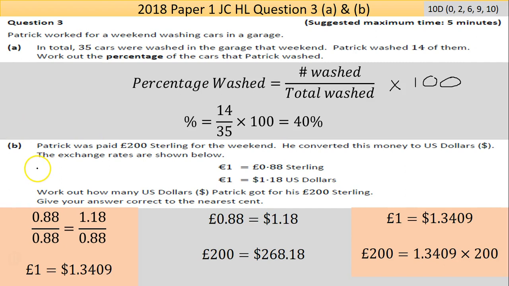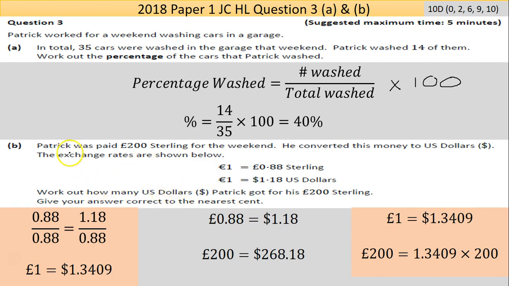Now, part B says that Patrick was paid 200 sterling for the weekend. He converted this money to US dollars. The exchange rates are shown below. They give an exchange rate of €1 and its corresponding amount in sterling, and €1 and its corresponding amount in dollars. A lot of times people attempt currency conversions and just randomly do things until it feels like it works. But you can take a more algebraic approach, which is what I'm going to discuss here.